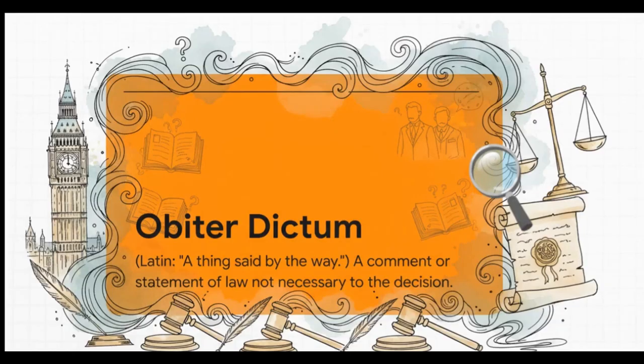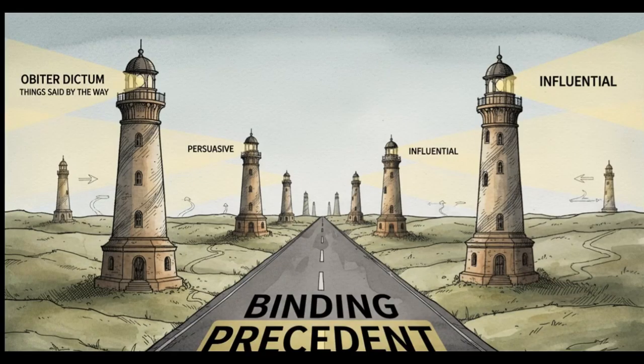By contrast, pretty much everything else a judge says, their thoughts on hypothetical situations, side comments, what they think the law should be, all of that is considered obiter dictum. Now, these things said, by the way, are not binding. A future court doesn't have to follow them, but, and this is a really big but, they can be incredibly persuasive. An obiter comment from a top judge can give huge clues about where the law is heading, and it often guides how the law develops down the road.